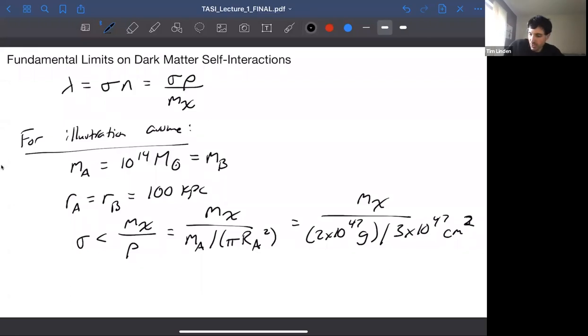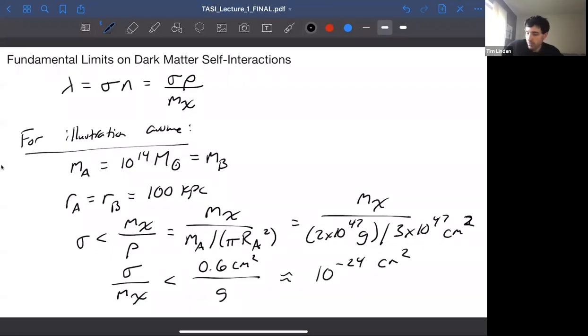And so that tells us the fundamental constraint on 2 dark matter particles interacting with each other. Their cross-section divided by the mass of the particles is about 0.6 centimeters squared per gram. And in particle physics units, this is around 10 to the minus 24 centimeters squared per GeV. Right? If the dark matter particle gets heavier, there are fewer dark matter particles. So the cross section between different particles can be higher while maintaining the same mean free path.